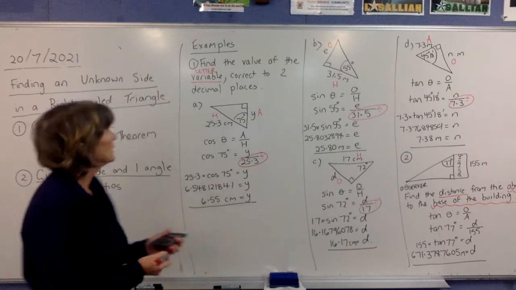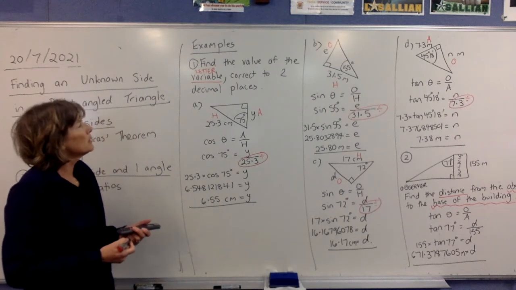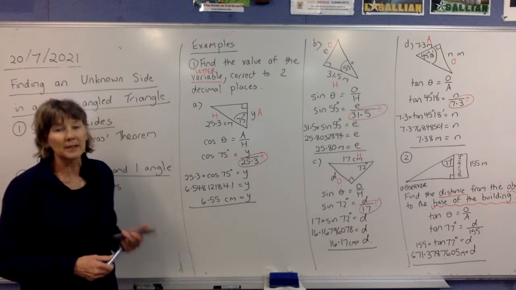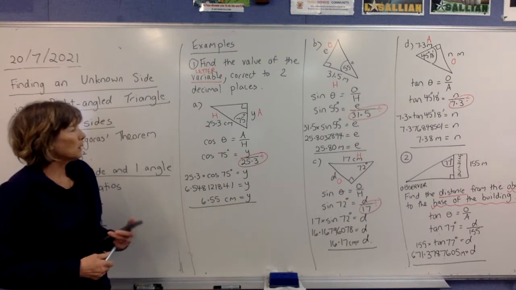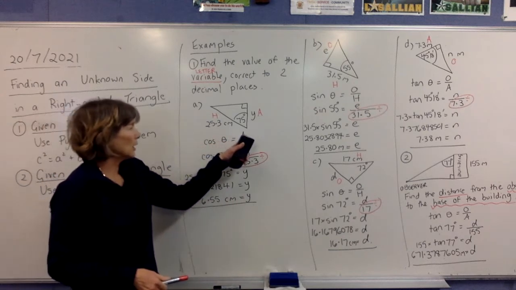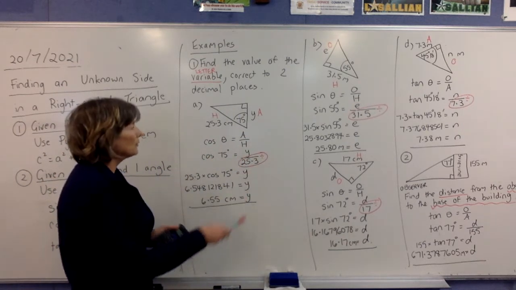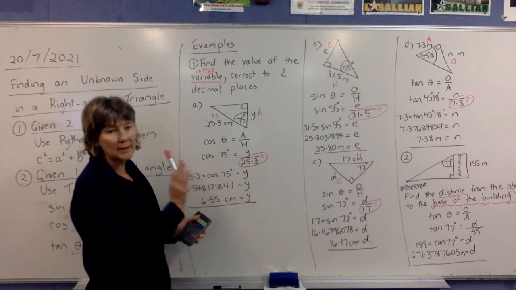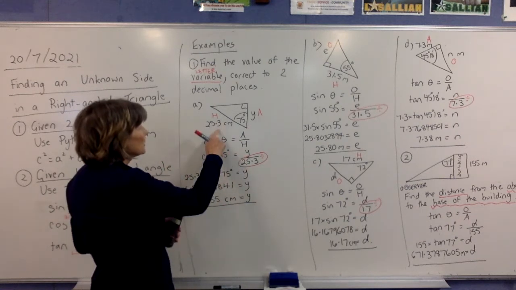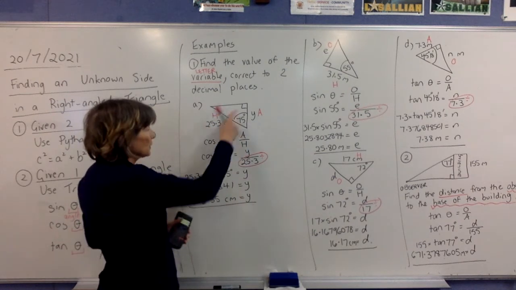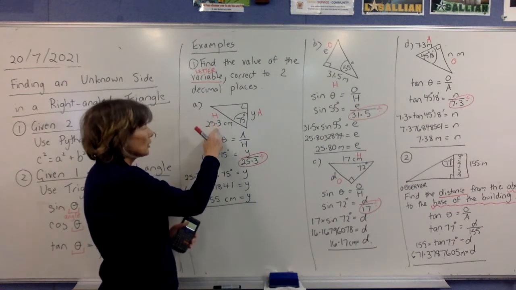Okay, so coming over here to some examples. In these questions it says find the value of the variable. Now the variable is the letter. Correct to 2 decimal places. So in this first triangle, the stuff that was given to you in black is there. What I've done in red is labelled the sides that they've given us. This side's been given to you, and that's the hypotenuse of the triangle because it's opposite the right angle. So I'm going to write H there.